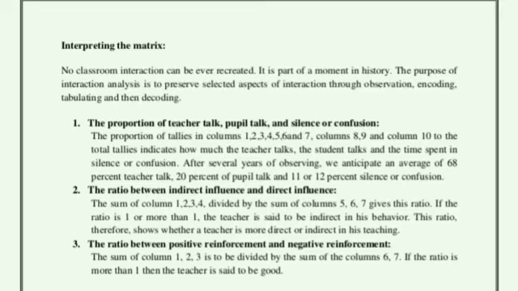Next, we can calculate the ratio between positive reinforcement and negative reinforcement. The sum of columns 1, 2 and 3 is divided by columns 6 and 7. If the ratio is more than 1, the teacher is said to be good. Then we can find the student participation ratio. The sum of columns 8 and 9 divided by the total sum gives the participation ratio of students.